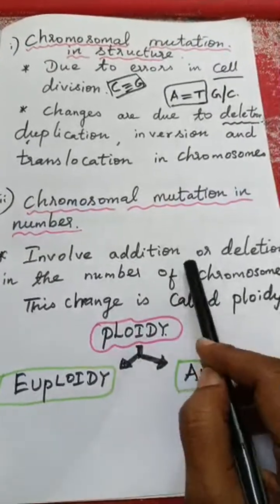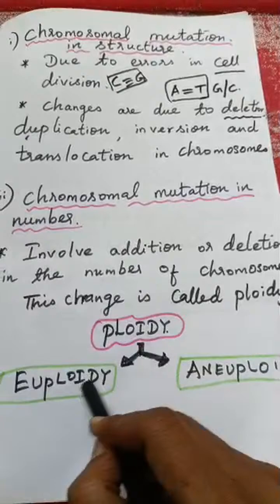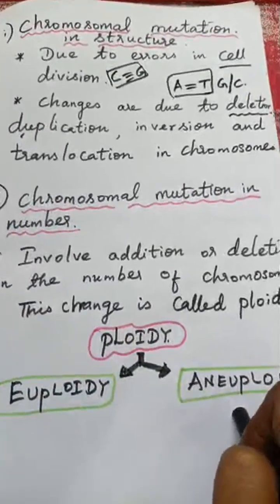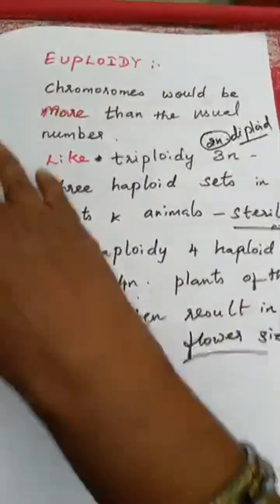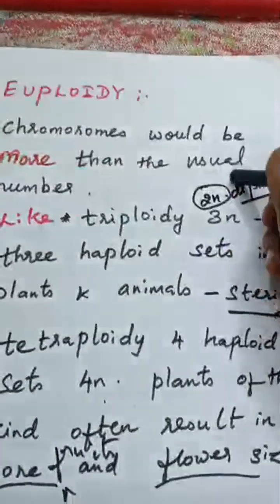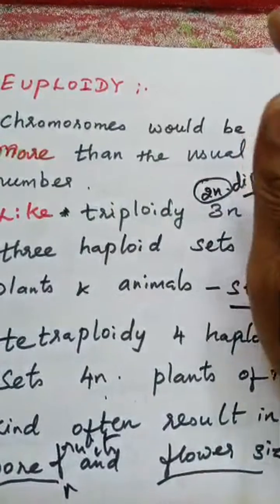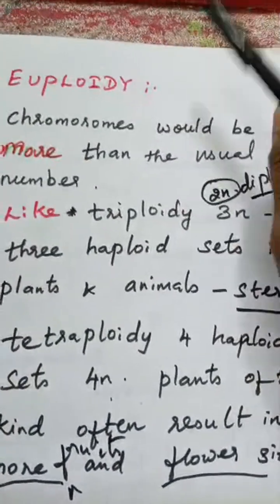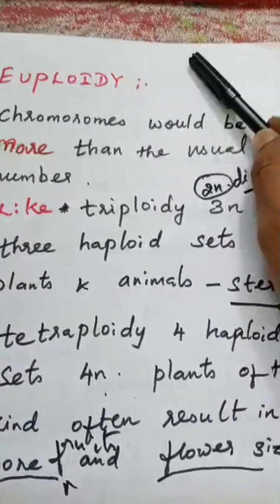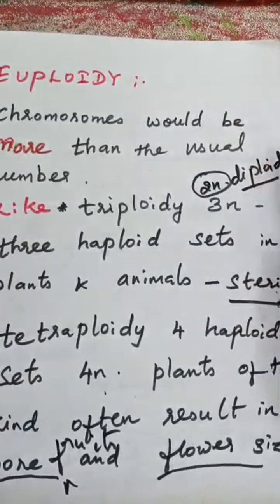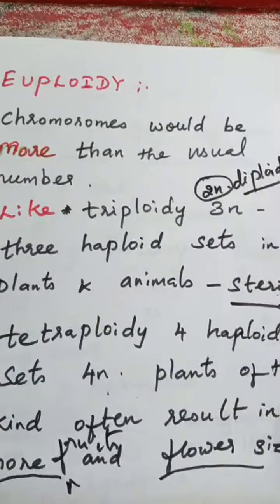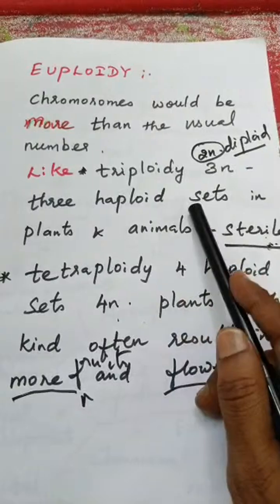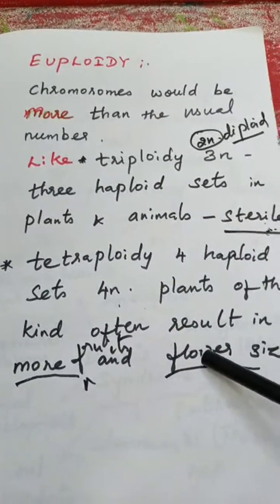So this condition is known as ploidy, and in this ploidy there are two types, euploidy and aneuploidy. And in the euploidy, what will happen? Normally the chromosomes will be present, along with that, one more haploid set will be there. That is unusual, more than the usual number. Okay, so next, for that we have seen the examples.